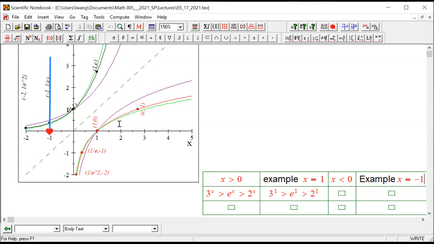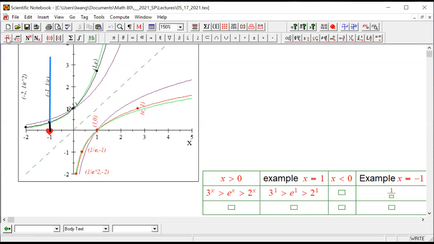For x equals -1, you can see the value 1/e is the height of the black height. How high is it? From the crossing, that's how high. That black height is 1/e. I'm going to put it here, 1/e.